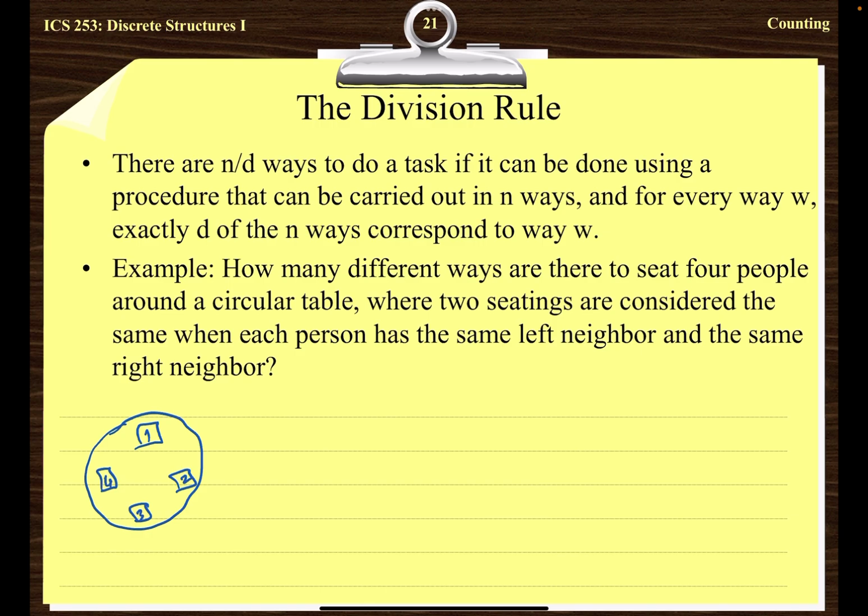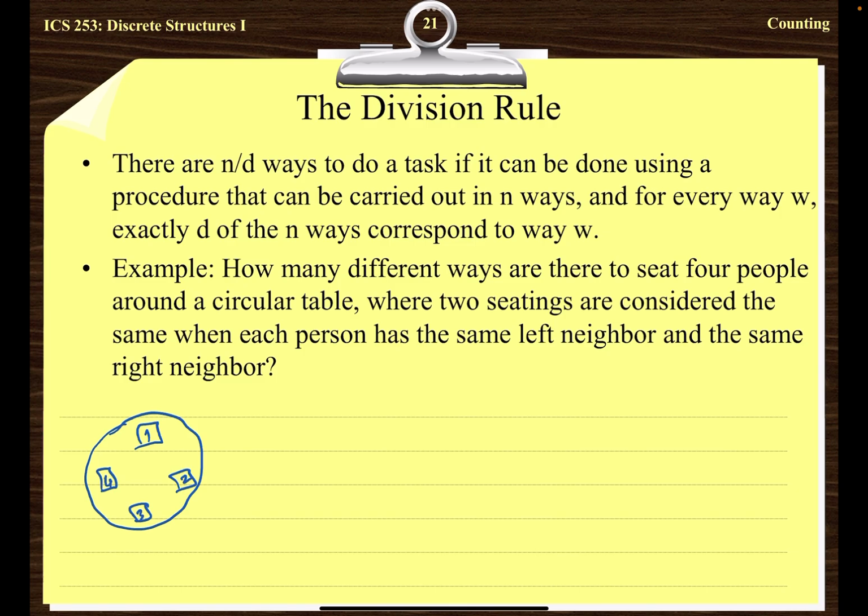Okay, now, in order to seat 4 people on this table, can anybody tell me how many ways we have? 4 factorial. Why 4 factorial? Because I have 4 people to place in the first chair, right? And then after the first was seated, now I have 3, right? And then in the third, after I seat 2, I have only 2, and then I have the last one. So it's basically 4 times 3 times 2 times 1, right?